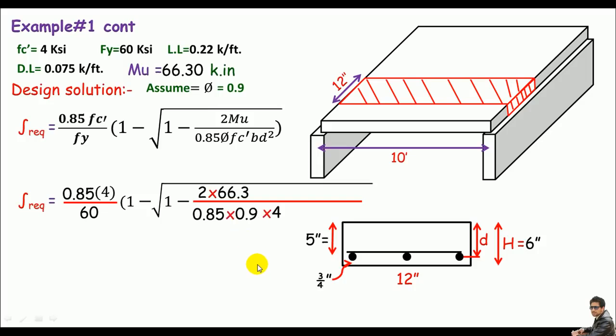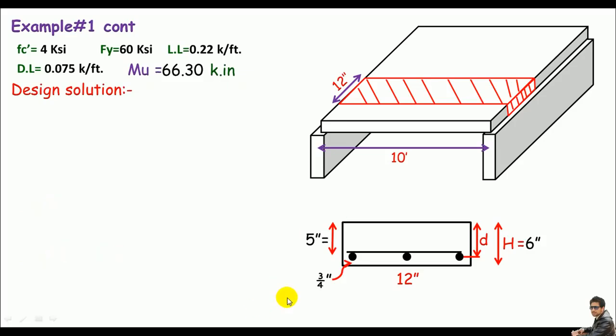The breadth is just 12 inches because we are designing this for 12 inches breadth, times the depth, which is the effective depth, also known, so d squared. The required reinforcement ratio equals 0.0042. So we got rho equals 0.0042.